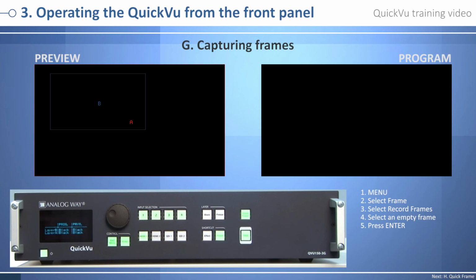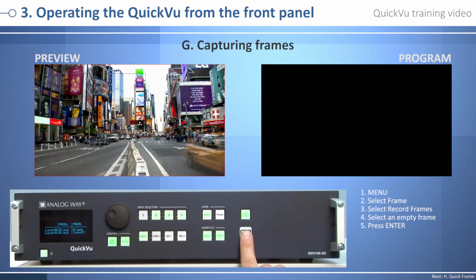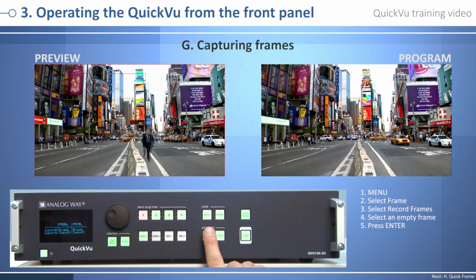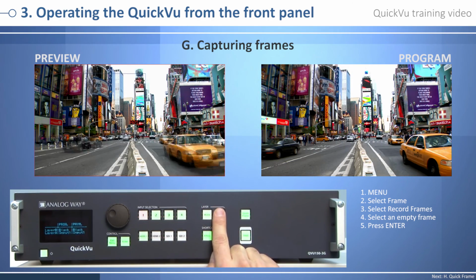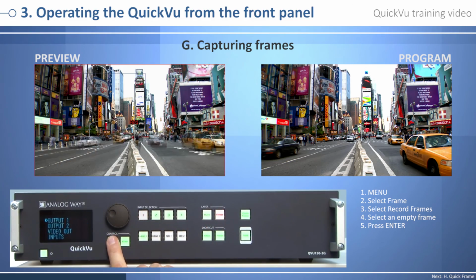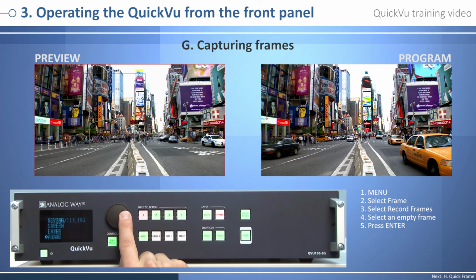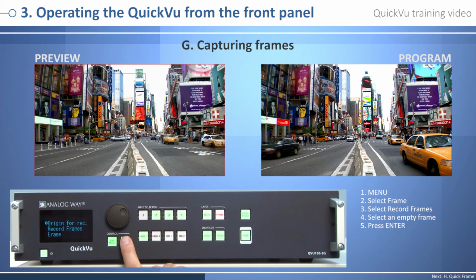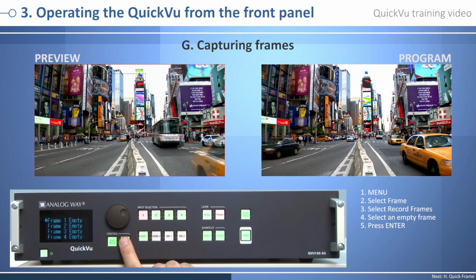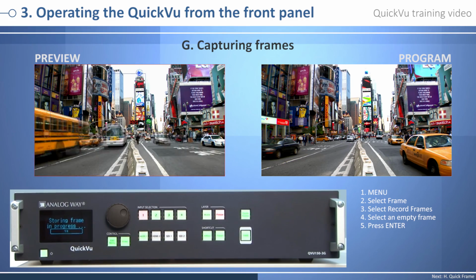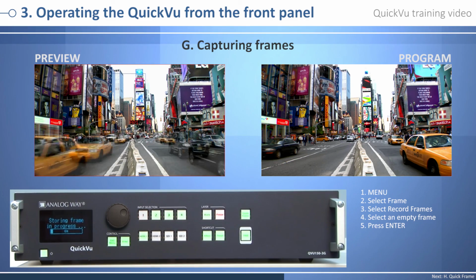Capturing frames. To capture a frame, display the exact content you want to save on one of your outputs at the exact resolution. You can use the Freeze button if you want. Press the Exit menu button, select Frame, press Enter, then select Record Frame, press Enter, and select a frame number, then press Enter. Wait until the unit finishes the save.